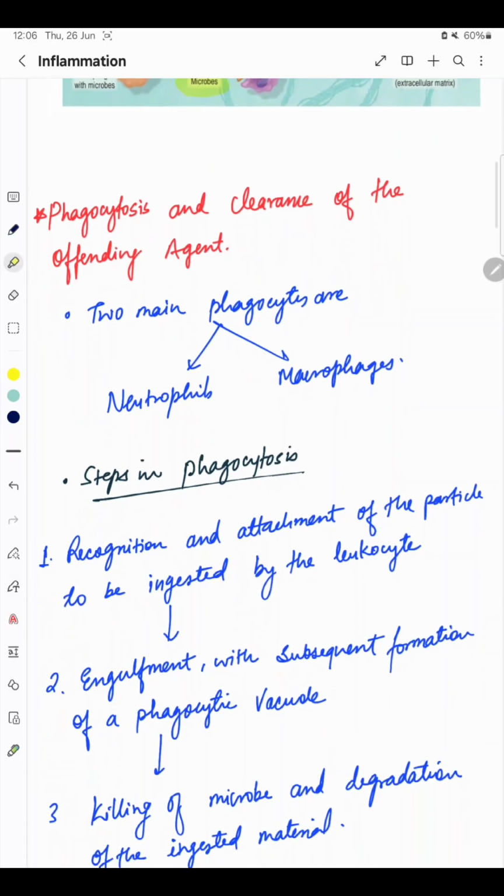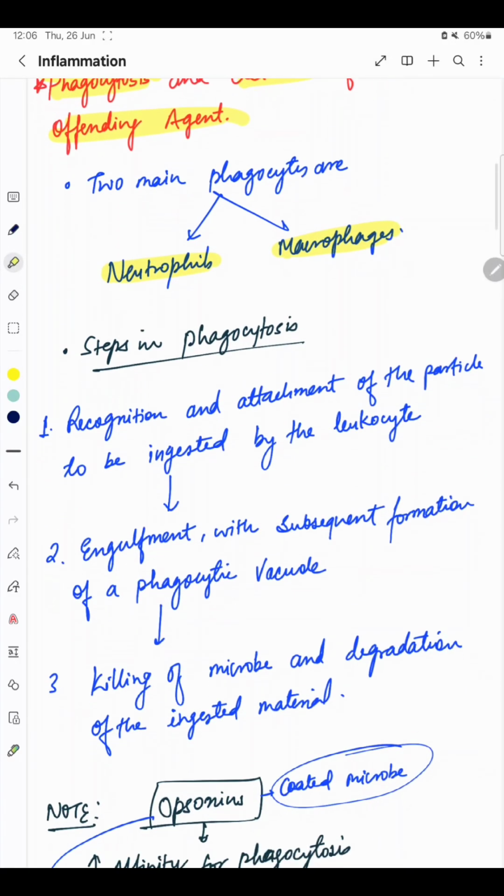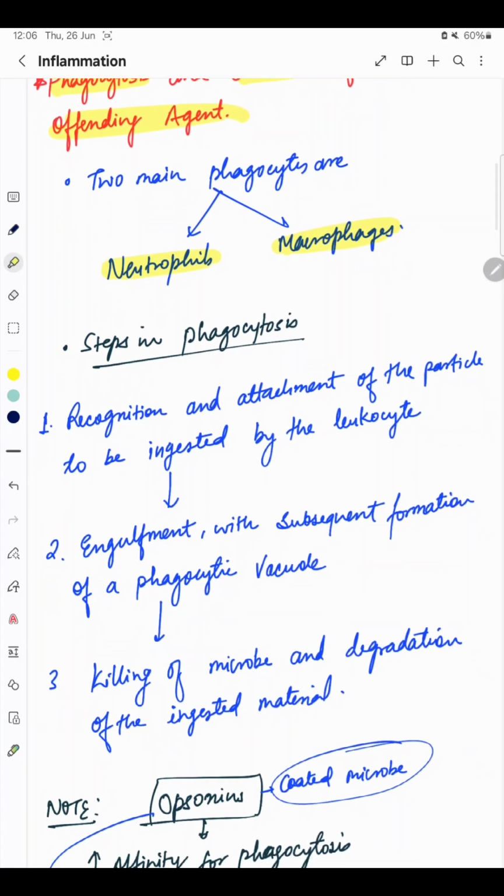Okay, now we will discuss phagocytosis and clearance of the offending agent. The two main types of phagocytes involved in acute inflammation are neutrophils and macrophages. So what are the steps involved in phagocytosis? First of all, a phagocyte recognizes the offending agent and attaches to it: recognition and attachment of the particle to be ingested by the leukocyte.